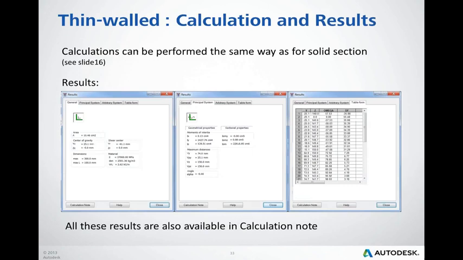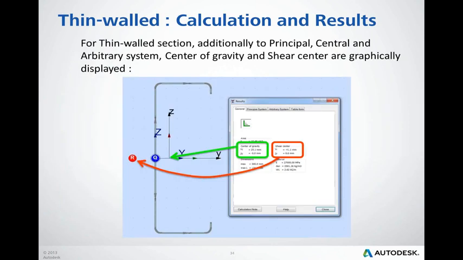Calculations can be performed the same way as for solid sections. See slide 16. Results are calculated with the same assumptions and also presented in a similar way. Additionally, in table form on the last tab. All the results are also available in the calculation note. For thin-walled sections, additionally to principal, central, and arbitrary system, center of gravity and shear center are graphically displayed.